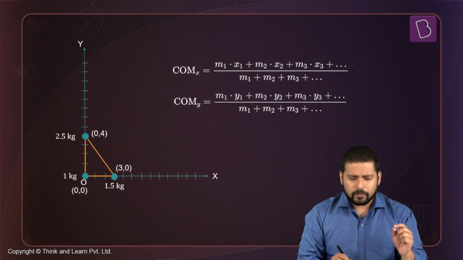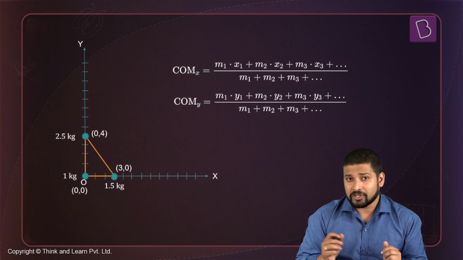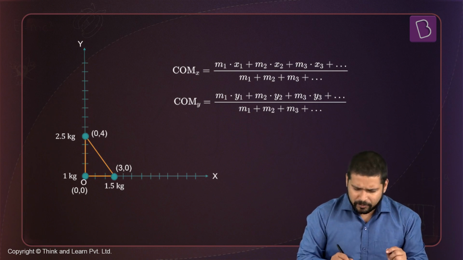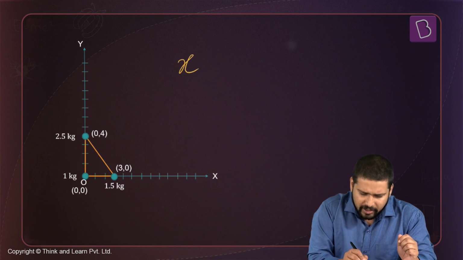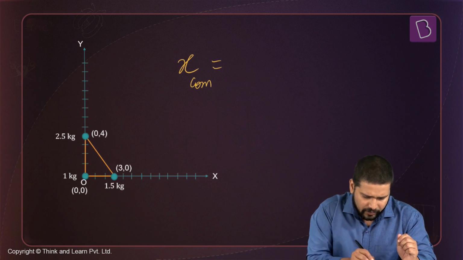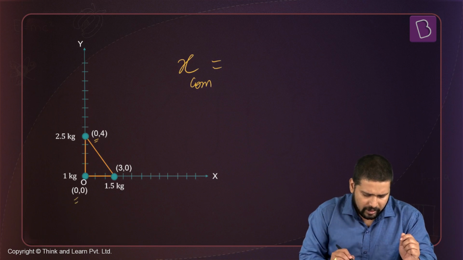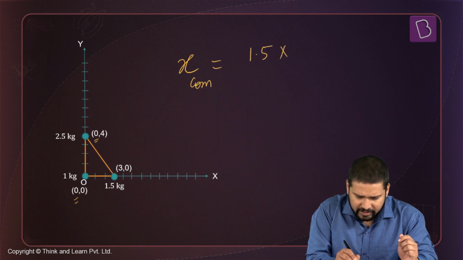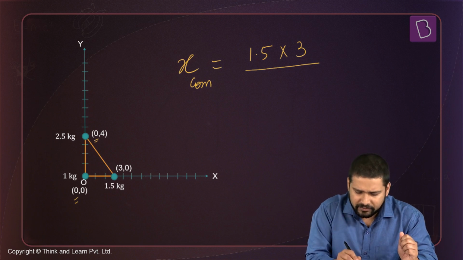So all we have to do is plug in the value of all these masses and their position in terms of x and y, and get the x coordinate and y coordinate of center of mass. This is a pretty straightforward problem, so let's just solve this. So for x coordinate of center of mass, for this mass of 2.5 kg the x coordinate is 0, so I won't have to care about it. Even for this 1 kg it's 0, so I have only 1.5 times 3 divided by the total mass. The total mass is 4 plus 1, that's 5.